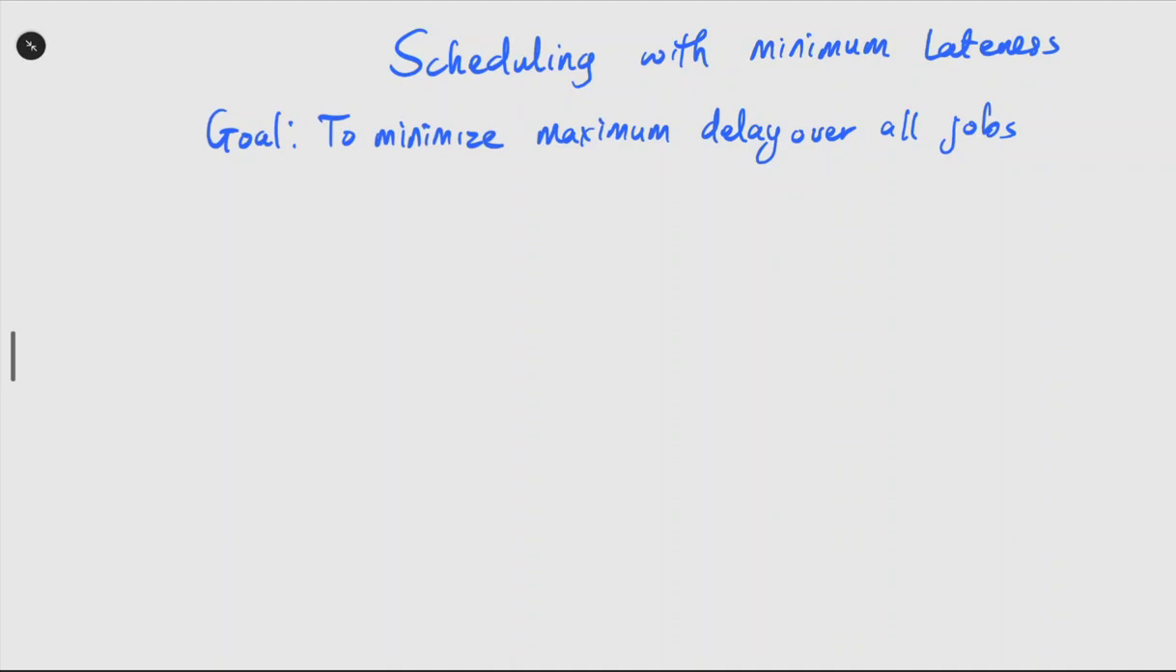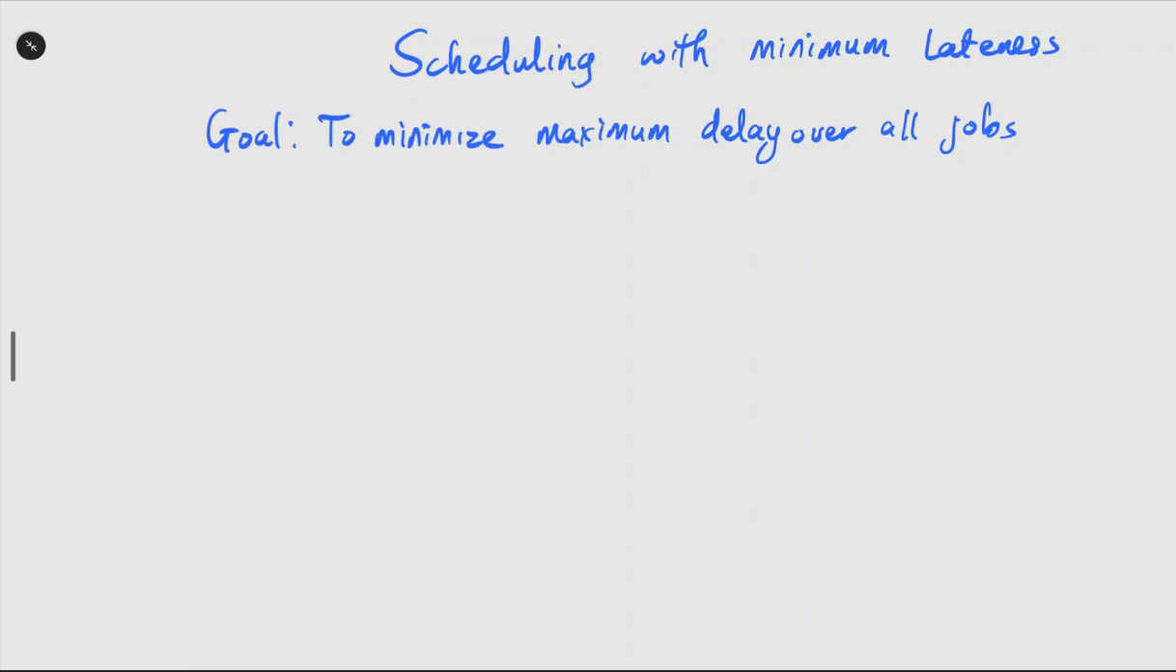Today we'll be discussing the scheduling algorithm with minimum lateness. We want to minimize the maximum delay over all jobs. That is, we'll be given a set of jobs and our goal is to minimize the lateness for all jobs.